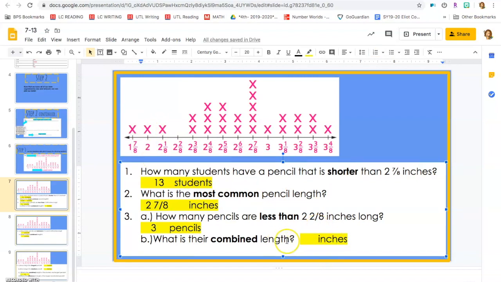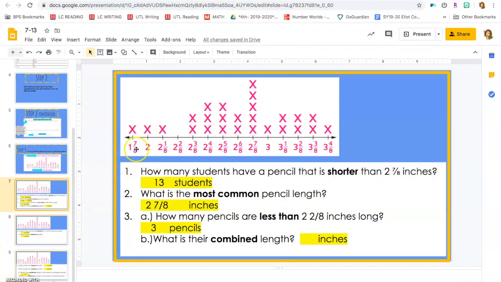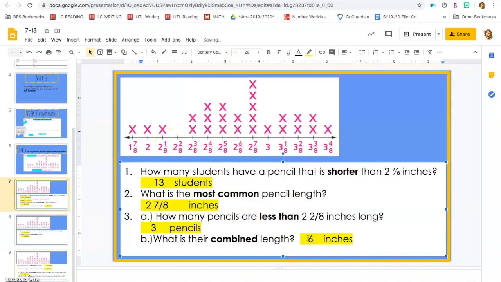And what are their combined lengths? So they want us to combine all of these fractions and measurements. Pause your video and take some time to add up all of those units. Okay, if we're combining all of these lengths, first we're going to add up the whole numbers. 2 plus 2 is 4, plus 1 is 5, and then we're going to add the numerators of these two fractions. 7 plus 1 is 8, so that's 8/8, which is 1 whole, so we actually have 6 inches when we combine all three of those measurements.